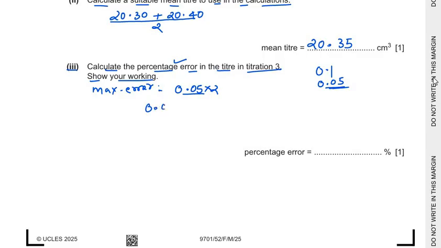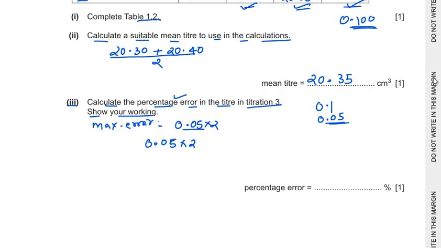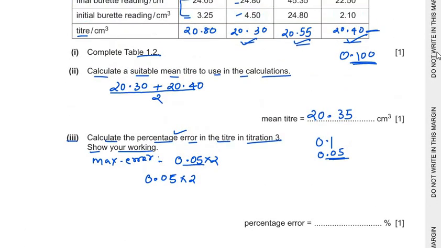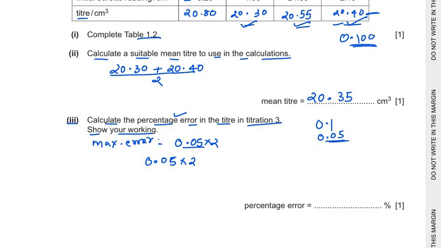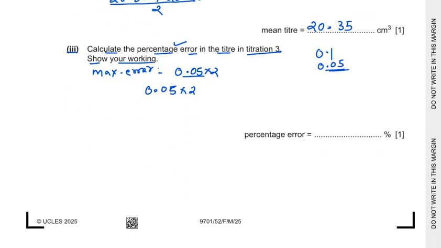So we need to multiply 0.05 by 2 because we are using the burette twice for a single reading, right? And they say calculate the percentage error for titration 3. Now the titration 3 reading is 20.40. So that's what we are going to divide it by.